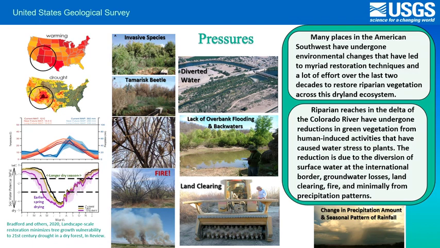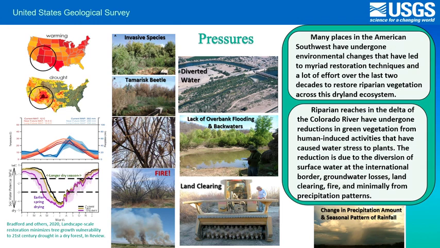Some of the pressures that we have here are not just due to Tamarisk beetle, but also invasive species in general, and how that affects endangered wildlife, fire, and some of these smoke and clearing and how it's affecting the atmosphere. We have diverted water sources, lack of overbank flooding and backwaters, and other land clearing, and change in precipitation and seasonal pattern of rainfall.